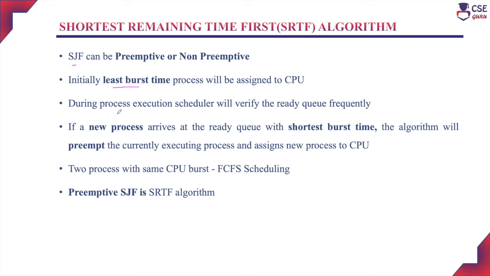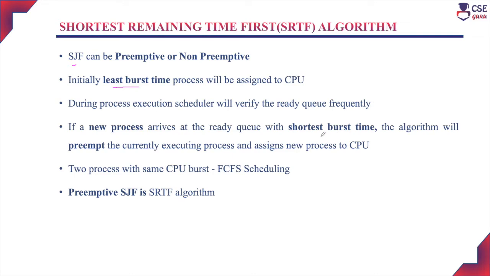And during the process execution, the scheduler will verify the ready queue frequently. Suppose a new process arrives at the ready queue with a shorter burst time compared to the executing process with the CPU. In this case, the algorithm will compare the remaining CPU burst time of the executing process with the burst time of all other processes in the ready queue.